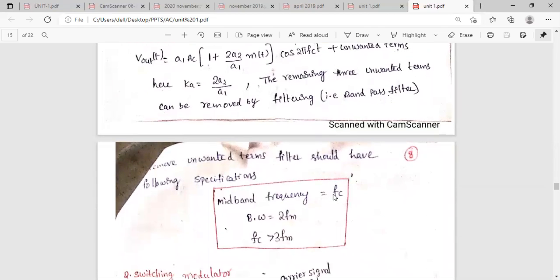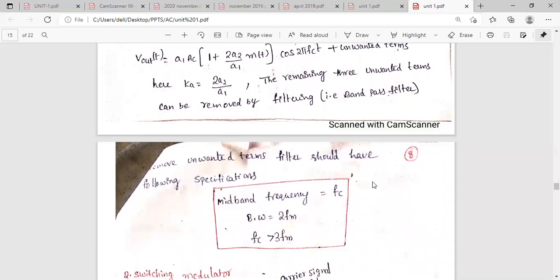Okay, so from this you can say the center frequency will be f_c, and the bandwidth is 2f_m. So always the carrier frequency should be chosen greater than 3f_m. If the bandwidth is 2f_m, you should choose the carrier frequency greater than 3f_m. So these are the specifications to remove the unwanted terms.